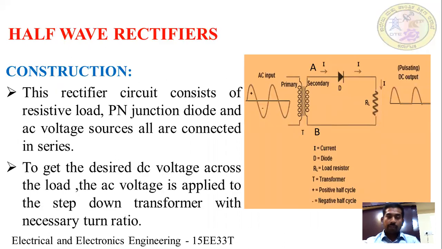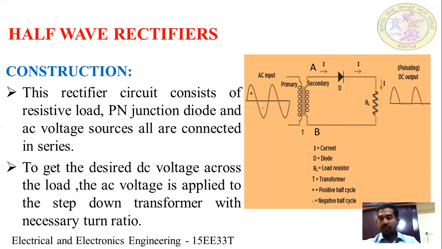Let us go for the construction part of a rectifier. Here, in the construction of a rectifier, we are using a PN junction diode, and this is the load resistance RL. We are also using a transformer, which consists of a primary winding and a secondary winding. These are the three elements used in the construction of a half wave rectifier.